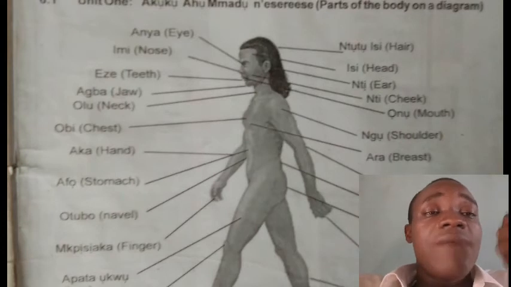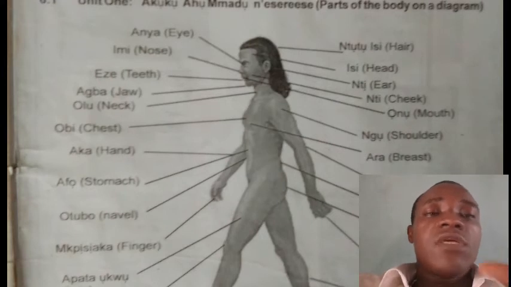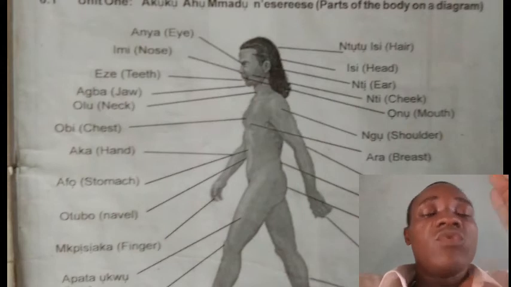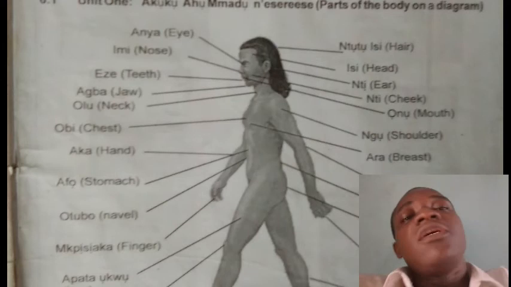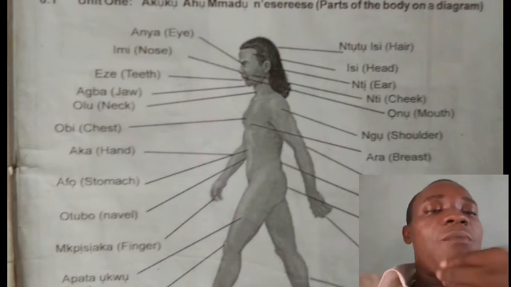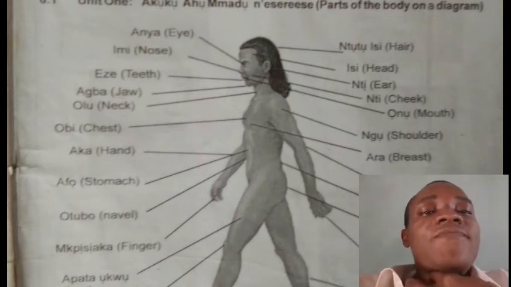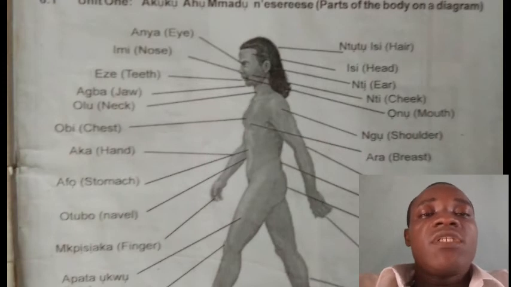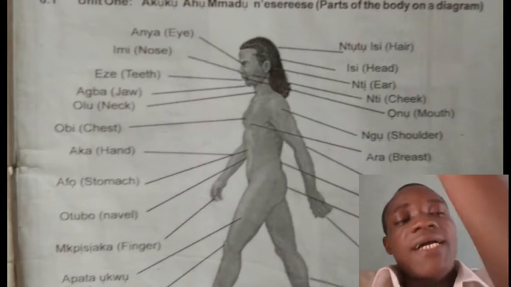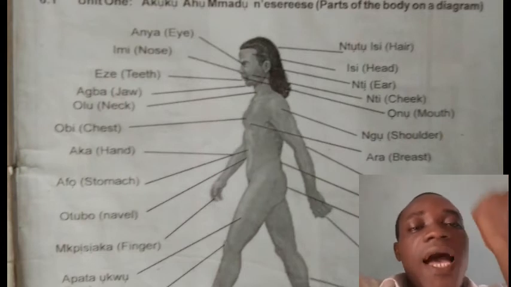Sometimes in your exam, they will draw these things and say you should label. So even if you are learning this from outside Nigeria or anywhere, it's good you just know the parts of the human body in Igbo. So jaw is agba. You have neck. Neck in Igbo is olu. Chest in Igbo is obi. When I have hand, hand is aka.